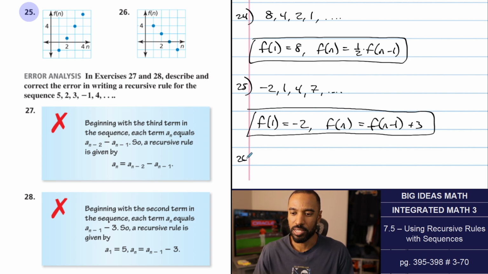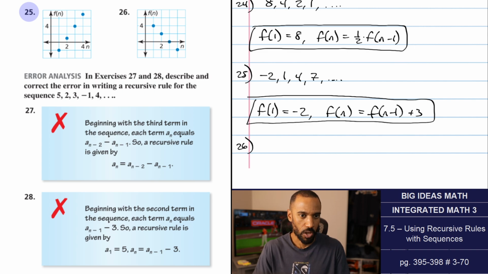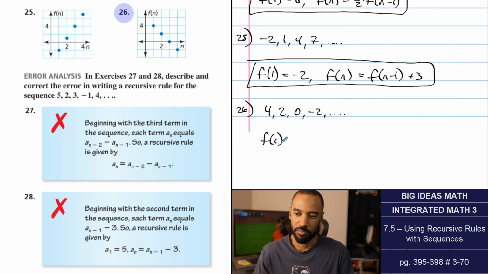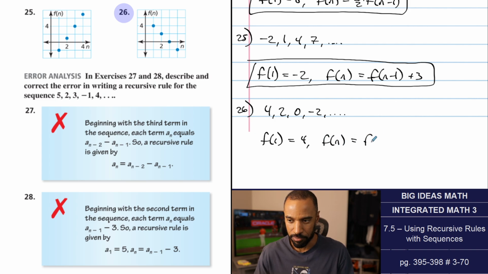And then number 26 also looks arithmetic. They scale by 2s as well. So 4, 2, 0, and -2. So we have our first term, and we have our common difference of -2. So subtracting 2 from the previous term.